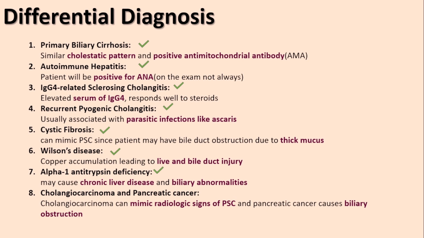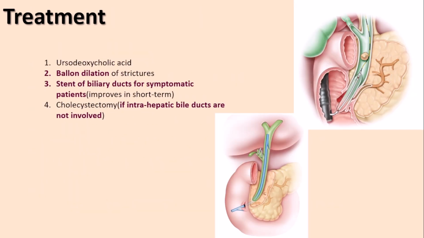Number eight is cholangiocarcinoma and pancreatic cancers. In cholangiocarcinoma, the patient can have radiologic signs very similar to primary sclerosing cholangitis. And in pancreatic cancer, the patient is going to have biliary obstruction and the signs and symptoms of biliary obstruction.